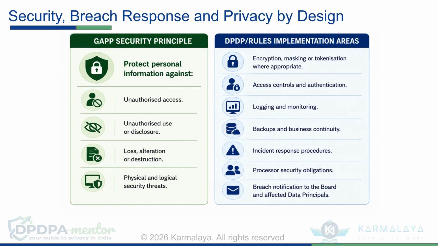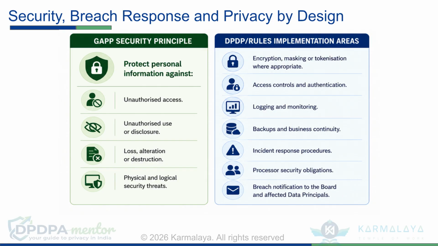Security measures such as encryption, access controls, and robust incident response procedures are essential to protect personal information. The DPDP Act requires reasonable security safeguards to prevent personal data breaches. The rules provide more operational detail, including controls such as encryption, access control, logging, monitoring, backups, and measures for preventing recurrence. The breach response process should distinguish between detection, containment, assessment, notification, remediation, and post-incident review.